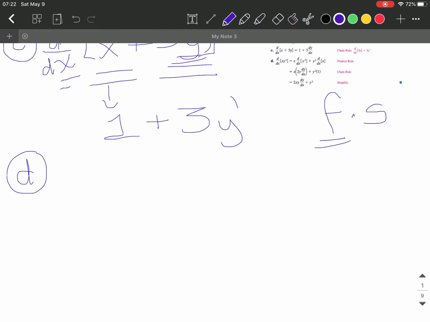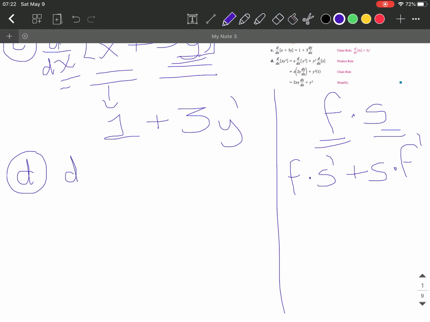I used f and s for first and second. So the product rule tells you that if you wanted to find the derivative of that, you did the first times the derivative of the second plus the second times the derivative of the first. And that's what we're going to be doing when we have an example such as D. Let me show you why.